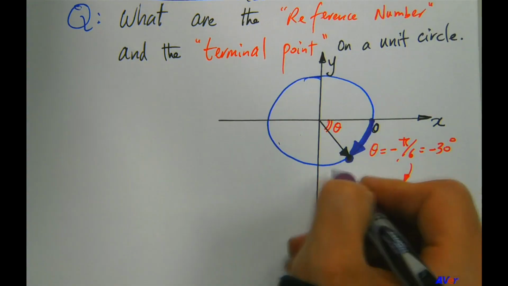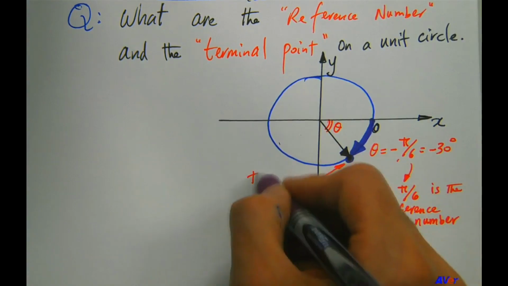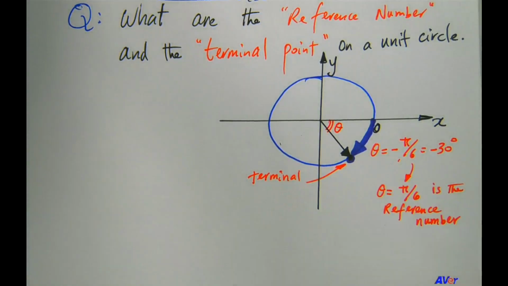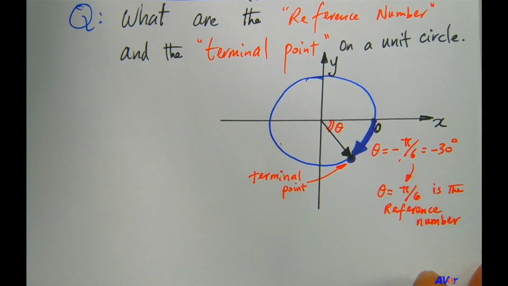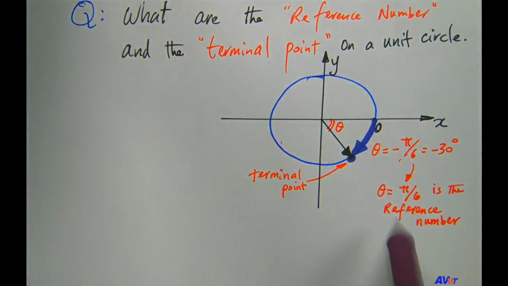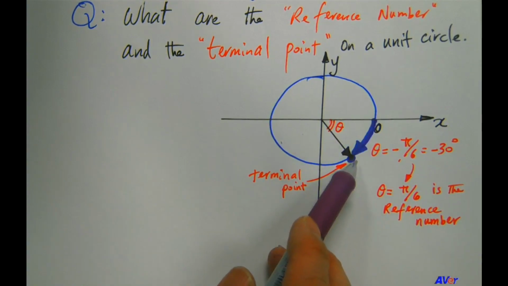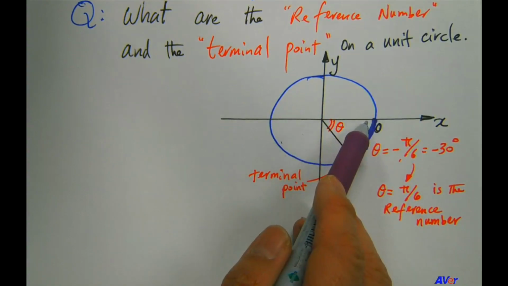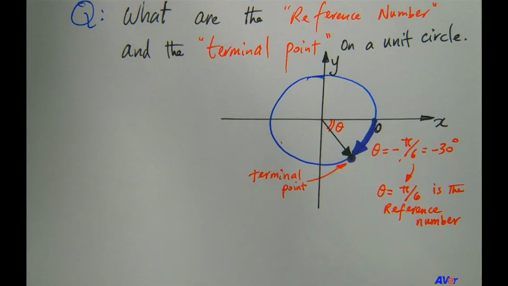So that point, that is the terminal point, okay? So this reference number is really, when we describe it, the shortest distance between the x-axis and the end point, or the terminal point of the circle angle.